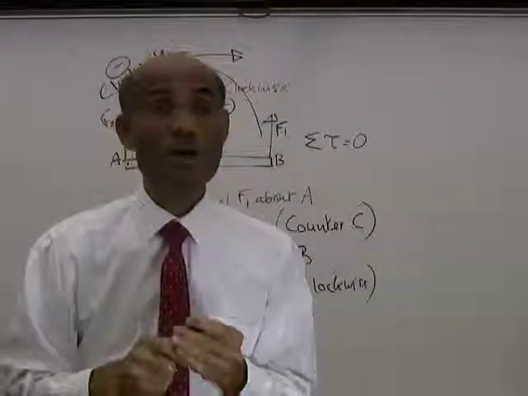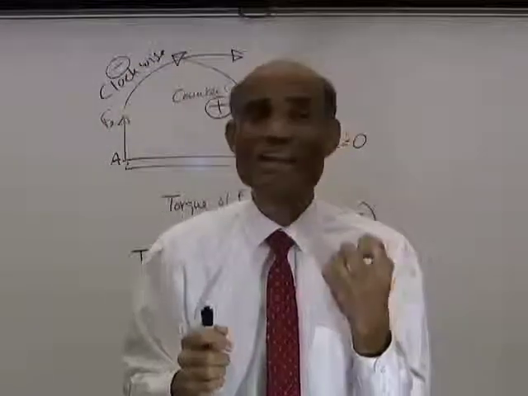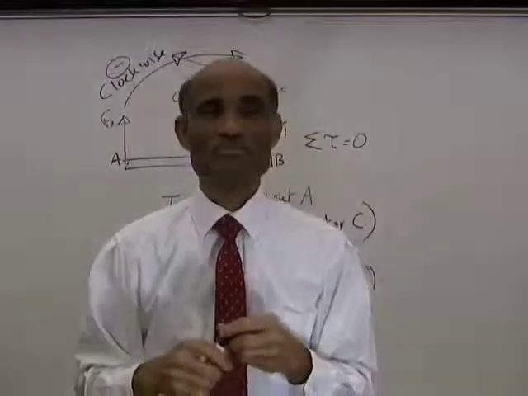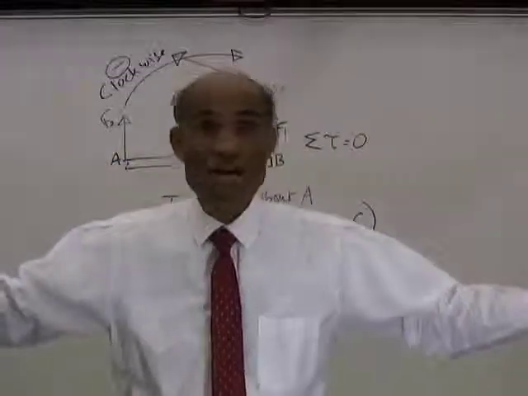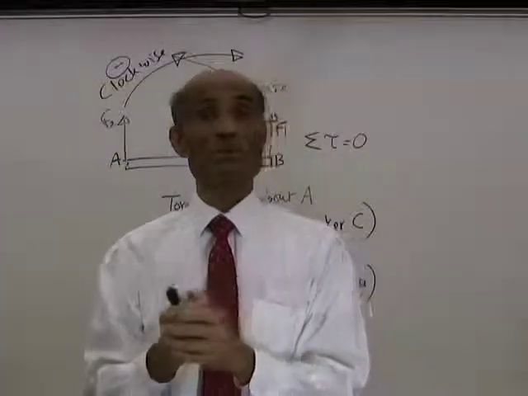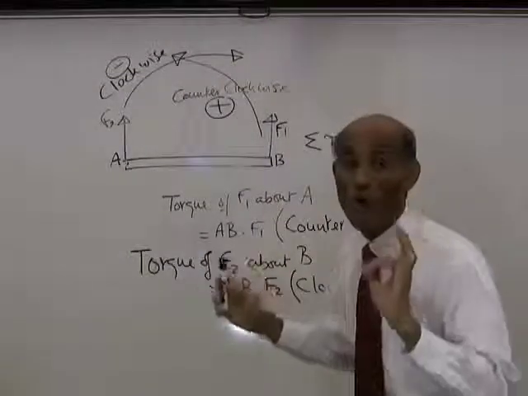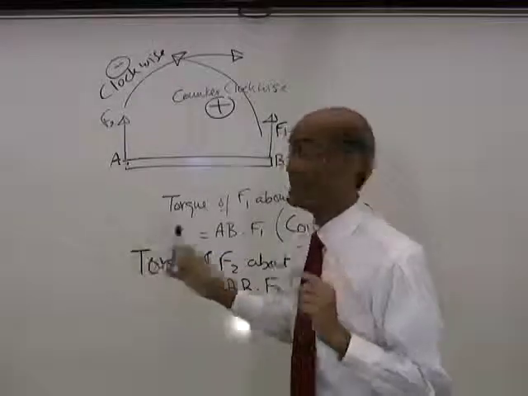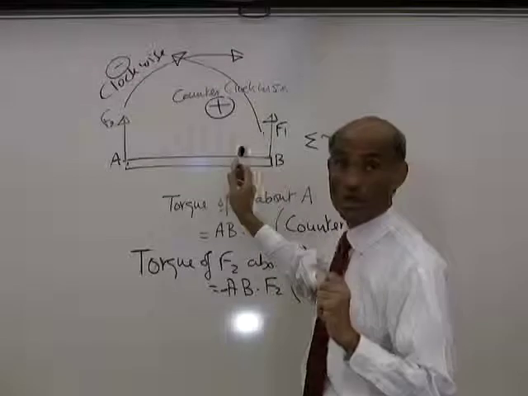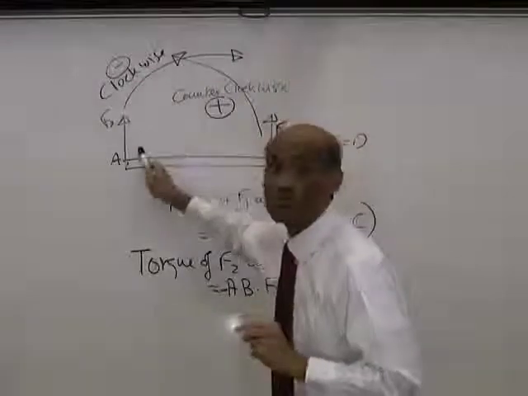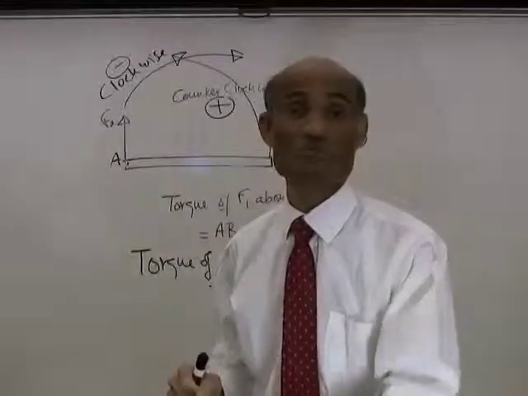So, now tell me, what are the conditions under which an object will remain in equilibrium? The conditions are the sum of all the forces acting on it must be 0, and the sum of all the torques of all the forces. Now watch the sentence. The sum of the torques produced by all the forces taken about any point must be 0.